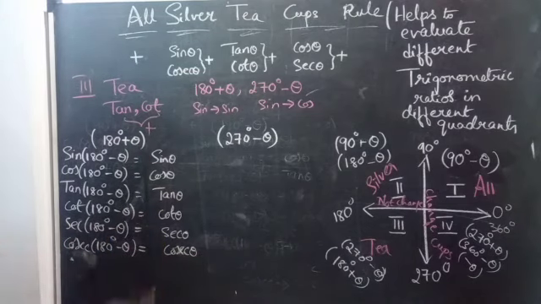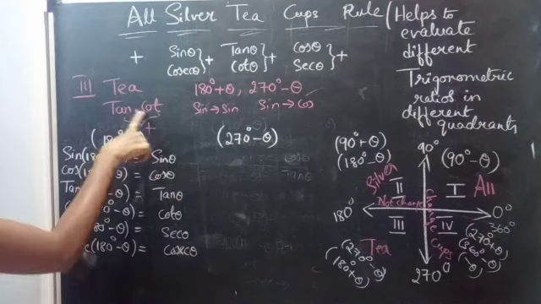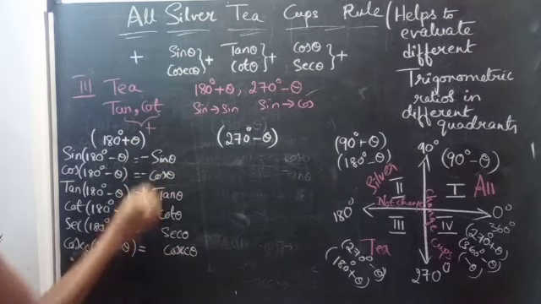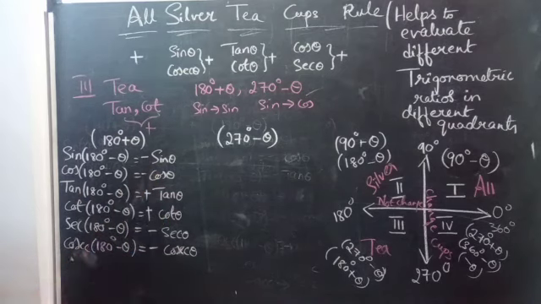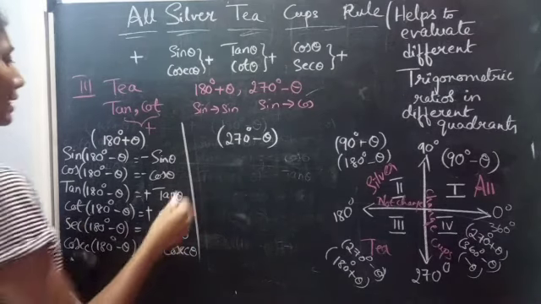Now coming to the signs, they depend on the third quadrant rule. That is, tan and cot are positive. Tan positive, cot positive, and the remaining are negative. Next, for 270 minus theta.